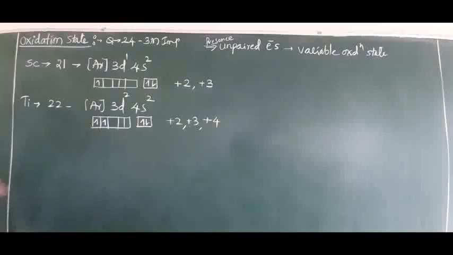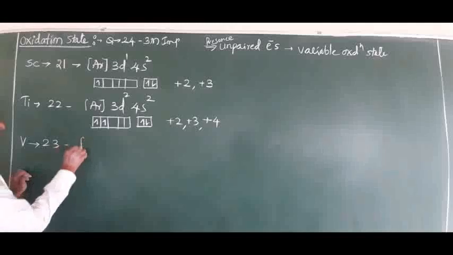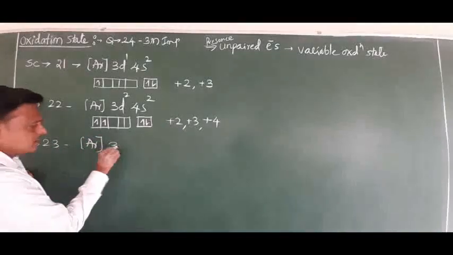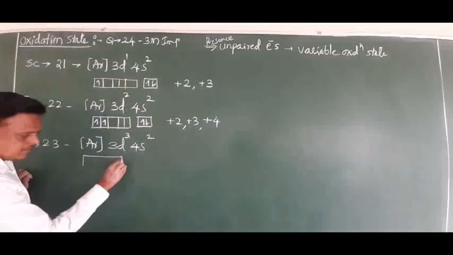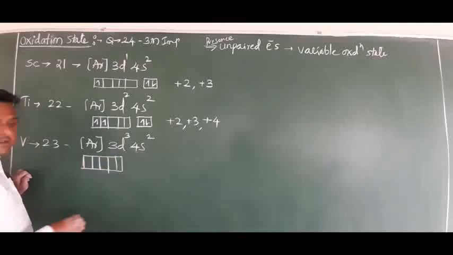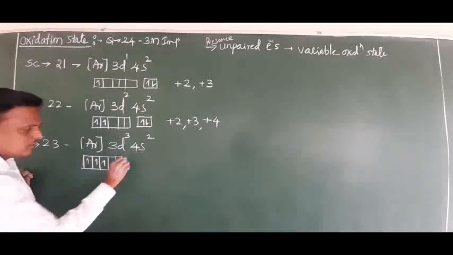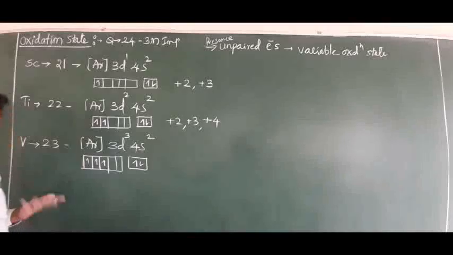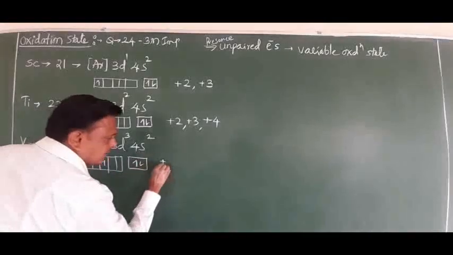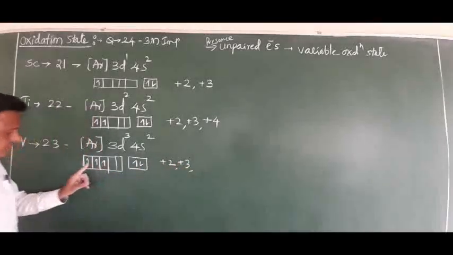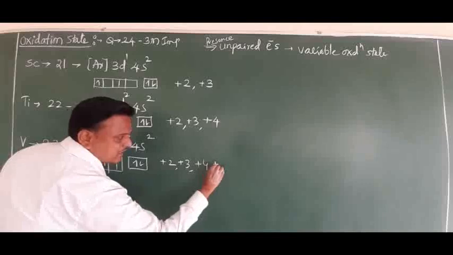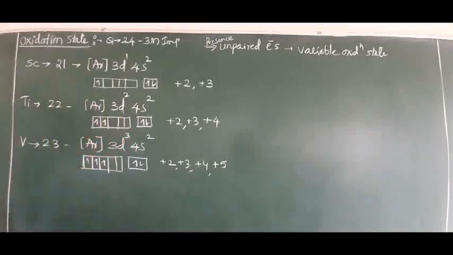Similarly, now come to vanadium. This is 23. Argon, 3d3 and 4s2. 1, 2, 3 unpaired electrons. Now the oxidation state is +2 for the 2 electrons. Now +3, +4, and then +5. Scandium, titanium, vanadium, and now chromium.